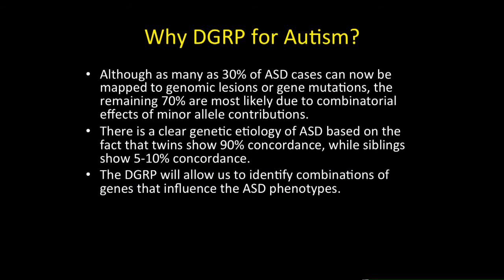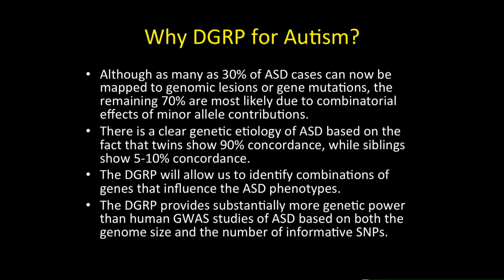So the DGRP allows us to identify combinations of genes. We can identify individual genes or SNPs in or around those genes that are associated with the phenotypes, and then go back in flies and combine those genes that we think are controlling these behaviors. As I mentioned, the collection has substantial genetic power, probably a lot more than other systems, which is what attracted us to using the DGRP lines.